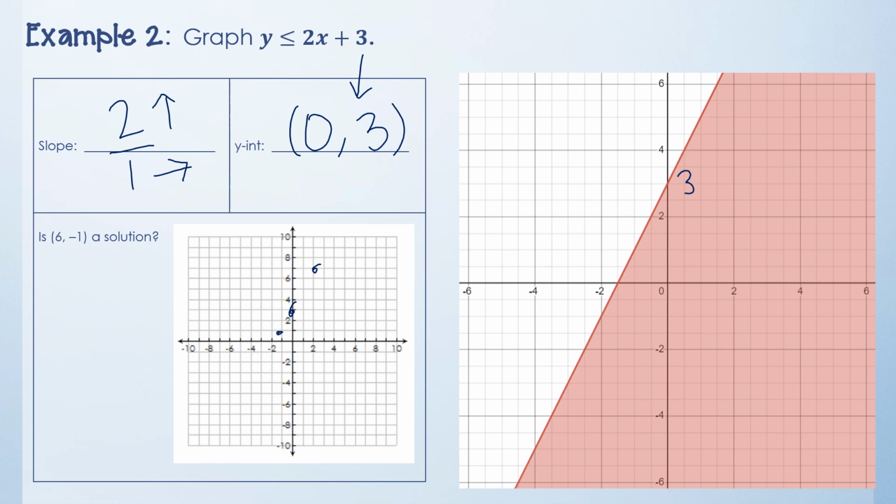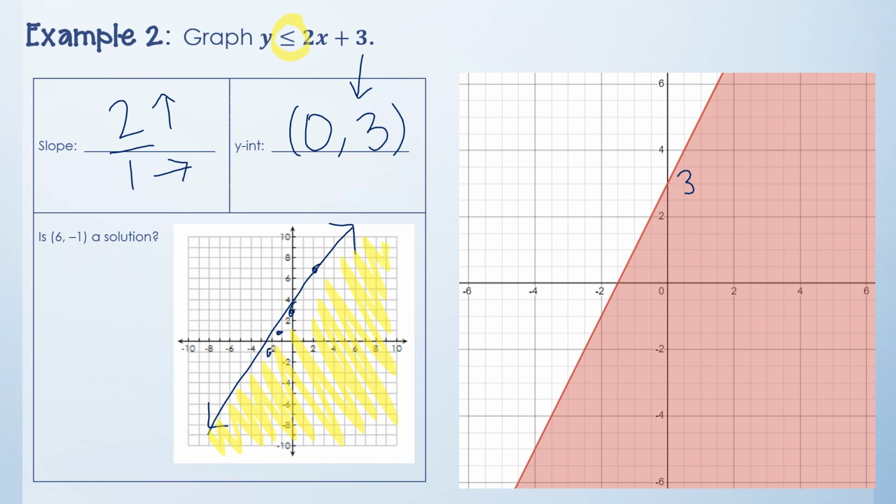Down 2 over 1. Technically, you only need 2 points to be able to connect the dots. So this is plenty of points here, and this is going to be a solid line because it's less than or equal to. Okay, and then for the shading, because this is less than or equal to, I am going to shade everything that is below this line.